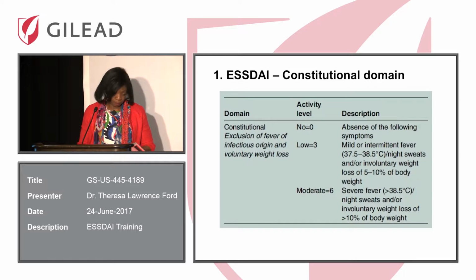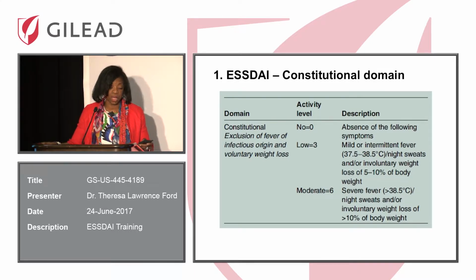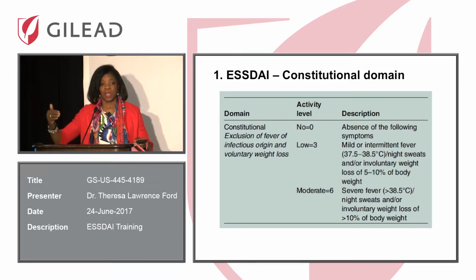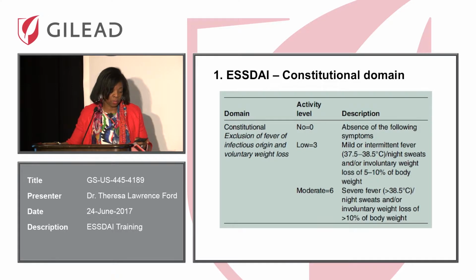So we'll start with the constitutional domain. We exclude here fever of infectious origin and any voluntary weight loss. The activity levels are 3, no activity, low activity, a 3, and a moderate is a 6. No activity is the absence of any of the symptoms that I'll be describing.